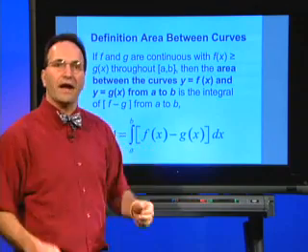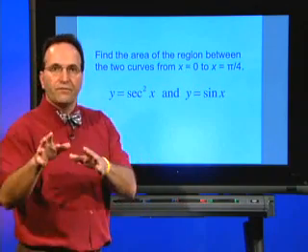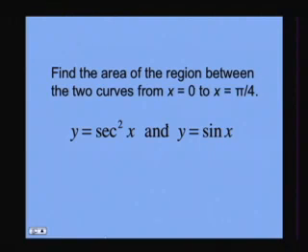All right, that's great. Let's start off with an example then where we use this formula for finding the area between two curves. Find the area of the region between the two curves from x equals 0 to x equals pi over 4. And we have y equals secant squared x and y equals sine x.